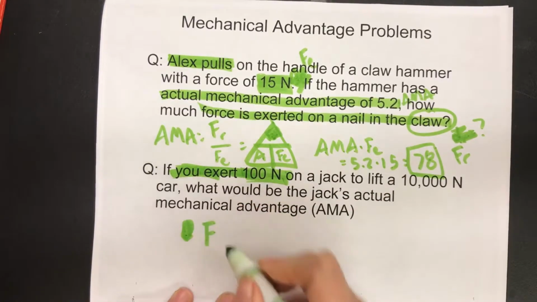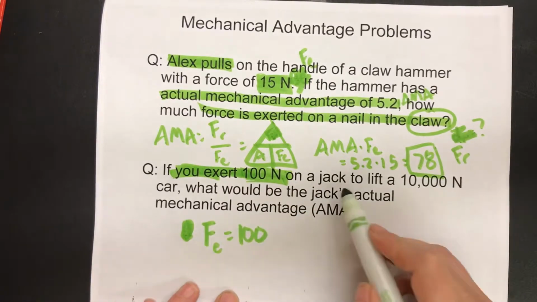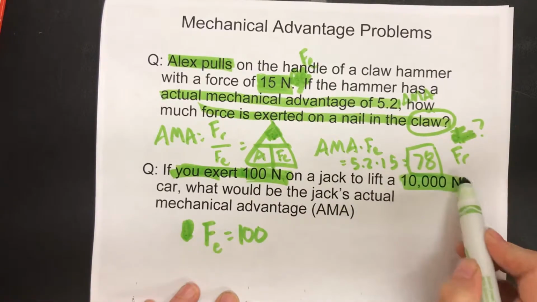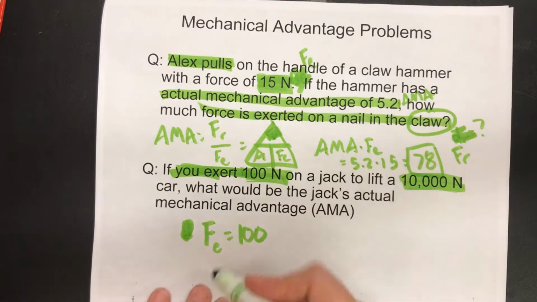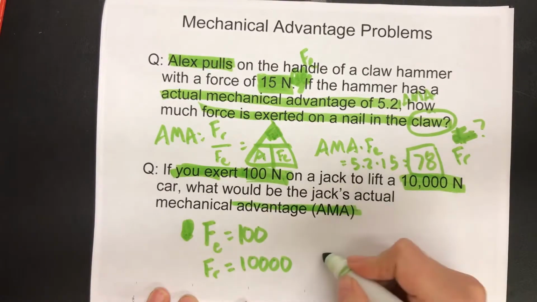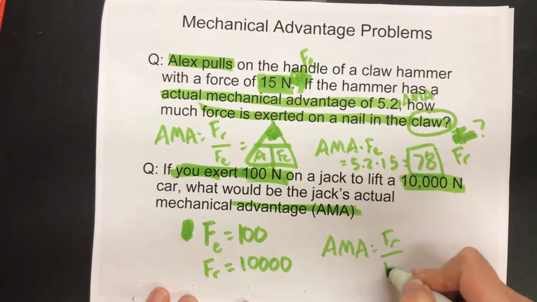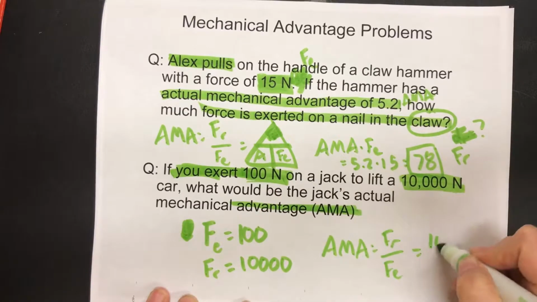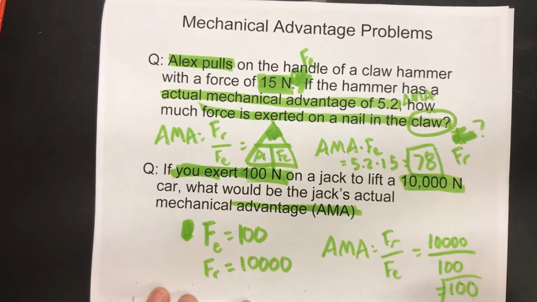Okay? So if you exert 100 newtons on a jack to lift a 10,000 newton car, the 100 newtons is your FE, because that's what you are doing. The machine has to lift this car, so that is your FR. And it's asking for the AMA. So again, your equation, AMA equals FR over FE. So 10,000 divided by 100 equals 100.